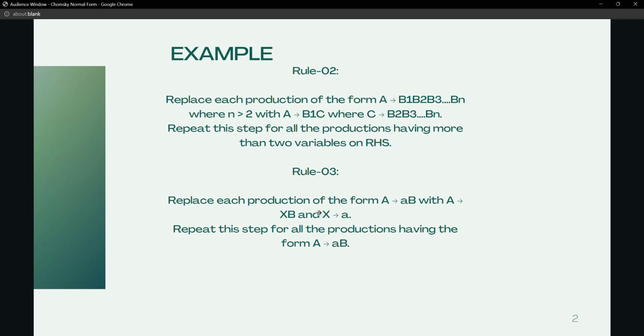So yeah, we come to rule 3. So we have replaced each production of the form A gives aB with A gives XB, which is a non-terminal. We have to give the terminal symbol to a new variable symbol. So repeat the step for all the productions having the form A gives letter small a and B symbol.